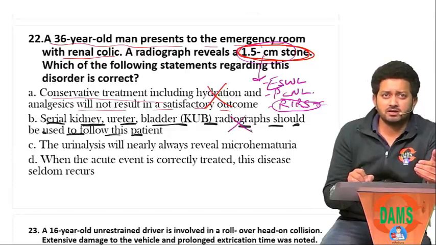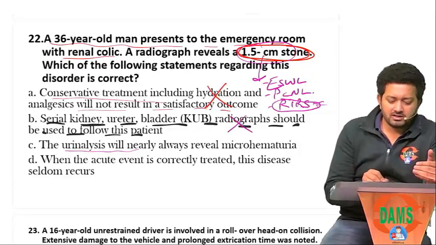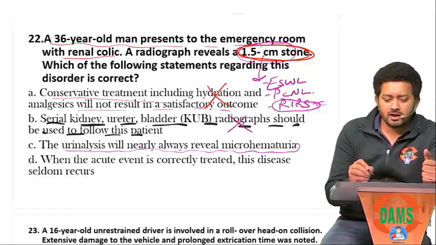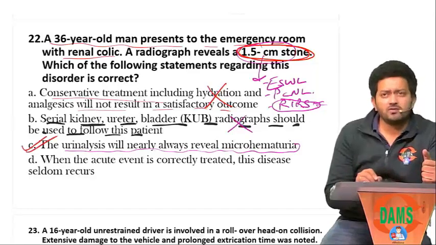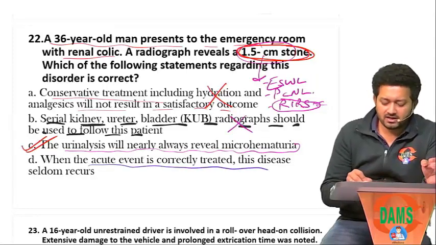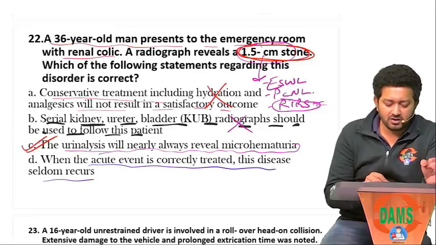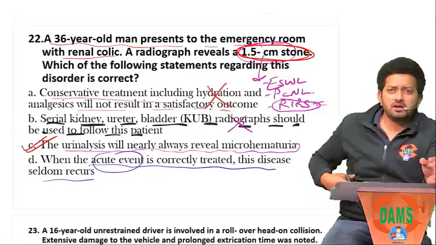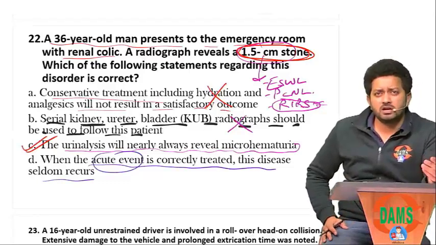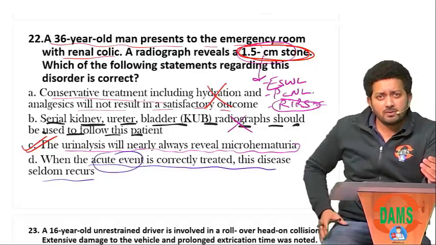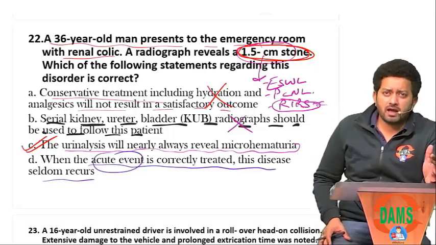Renal damage can occur. The urine analysis will nearly always reveal microhematuria. In case of stone, microscopic hematuria is very frequently seen. The option says when the acute event is correctly treated, the disease seldom recurs. The acute event is the renal colic or ureteric colic, which usually lasts 30 minutes to 2 hours, and the patient is having severe pain. For that pain, you will usually give diclofenac.